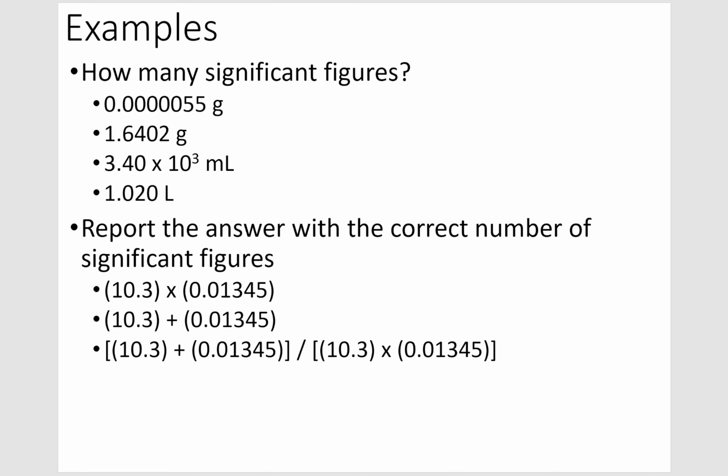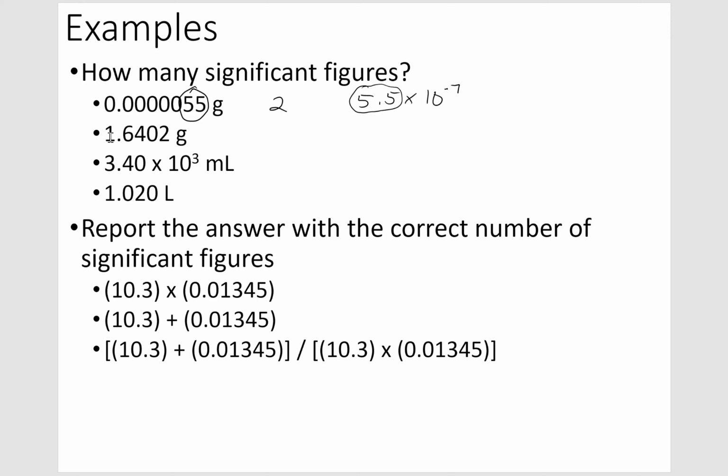First, we'll talk about the number of significant digits. These two are the only significant digits in the first one. All those zeros up front are not significant because I could write this in scientific notation as 5.5 times 10 to the negative 7. Only these two digits right here are the significant ones. Those leading zeros are not significant.